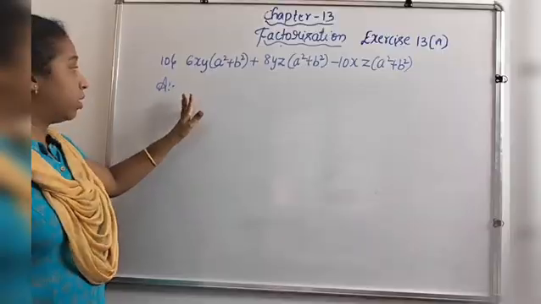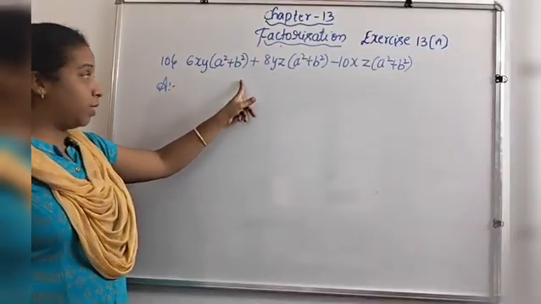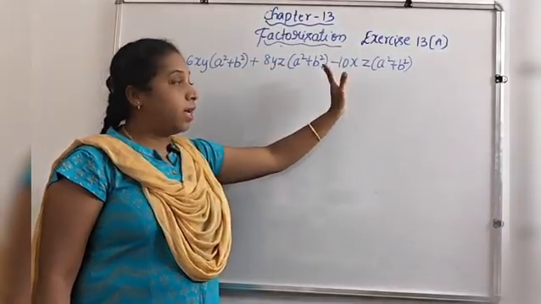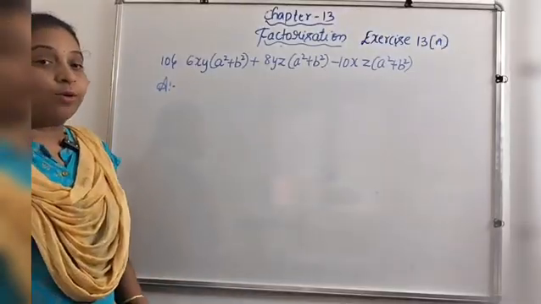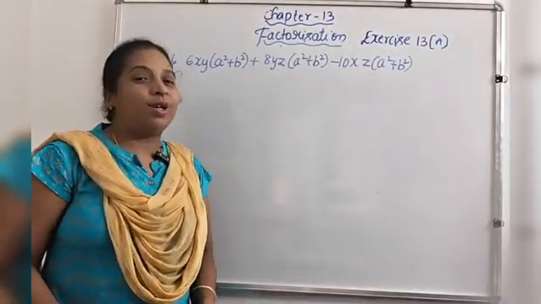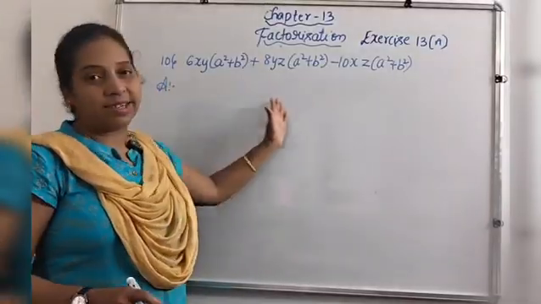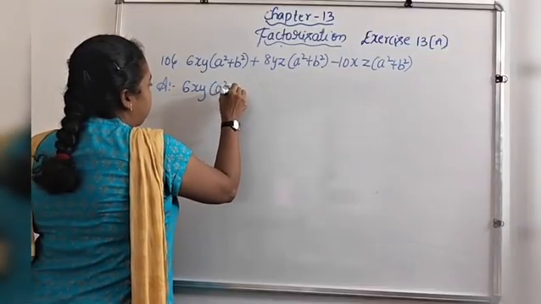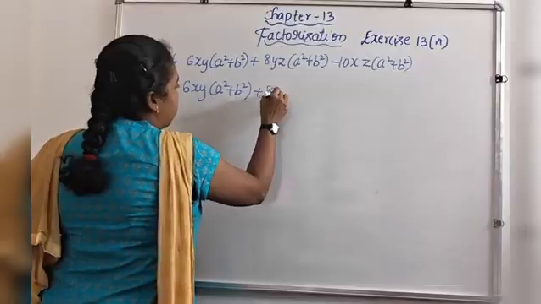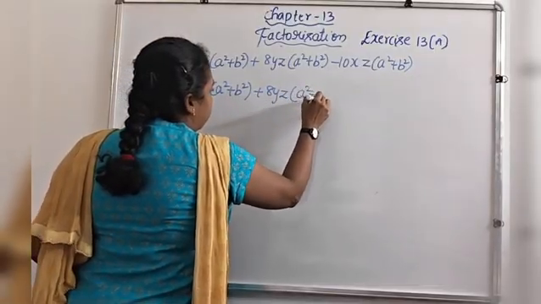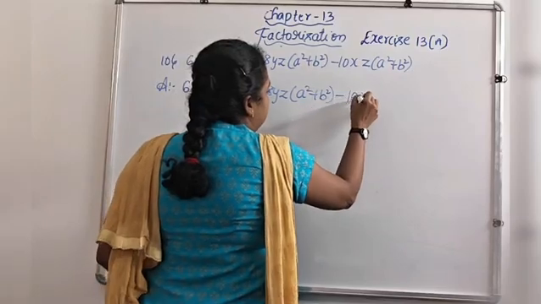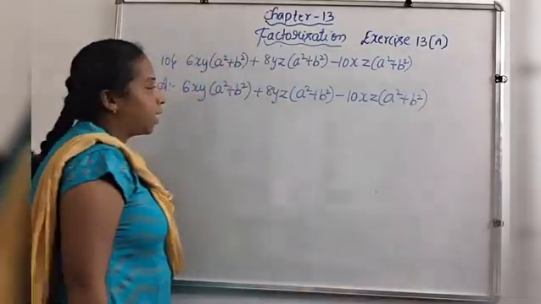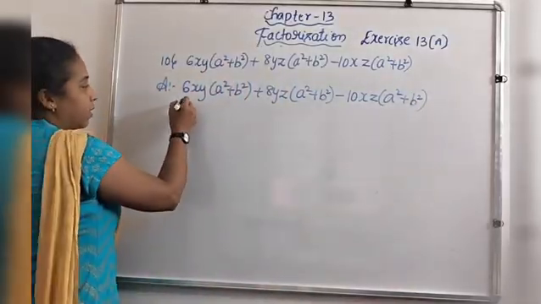10th question, 6xy into a square plus b square plus 8yz into a square plus b square minus 10xz into a square plus b square. Now just tell me how many terms. So before going to that, we'll write the question as it is. 6xy into a square plus b square plus 8yz into a square plus b square minus 10xz into a square plus b square.